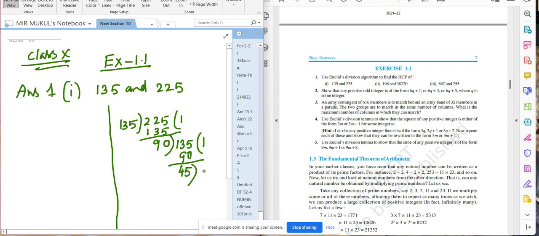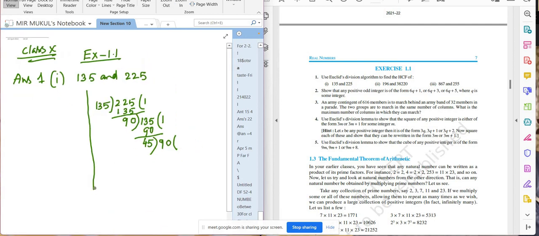So again consider 45 as the divisor and 90 as the dividend and divide it. Then 45 two times is 90. Now we are getting 0.